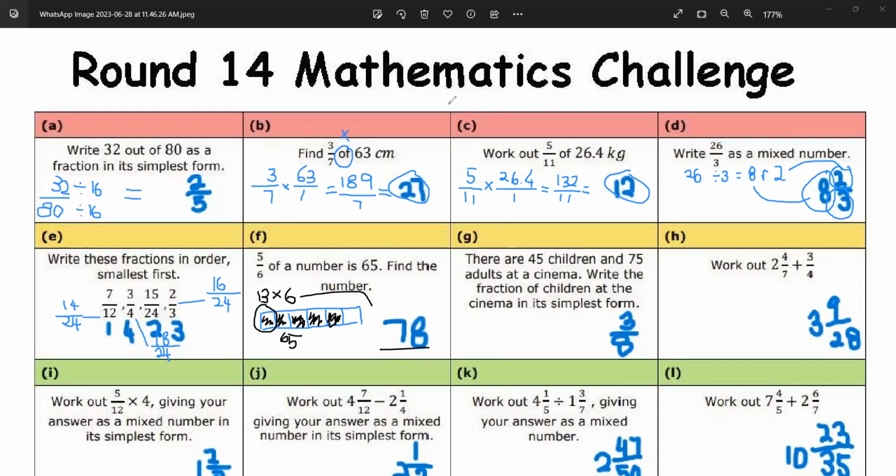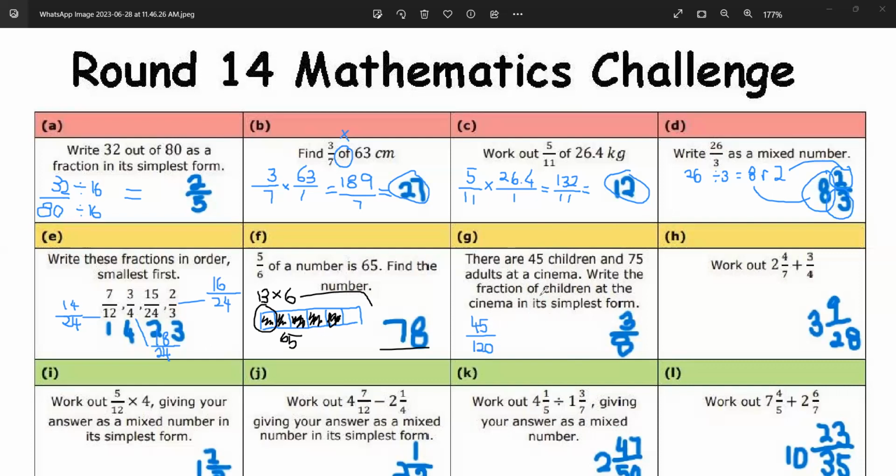Question G. There are 45 children and 75 adults at the cinema. Write the fraction of children at the cinema in its simplest form. So now we'll need to find the fraction of children first. There are 45 children, so 45 will be the numerator. And the denominator will be the sum of the amount of children and adults. So 45 plus 75 will get 120.